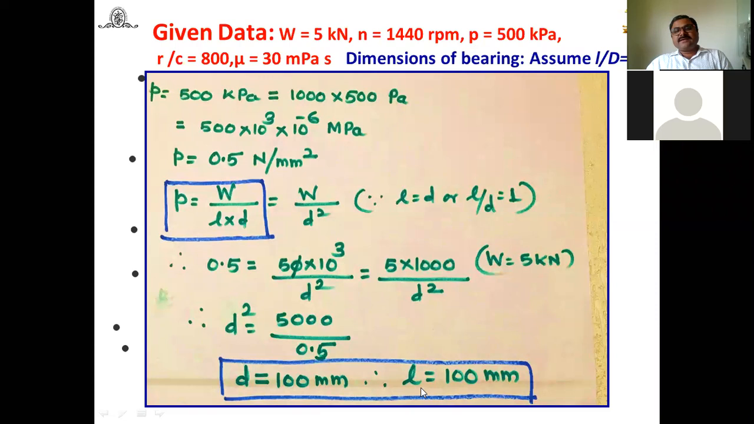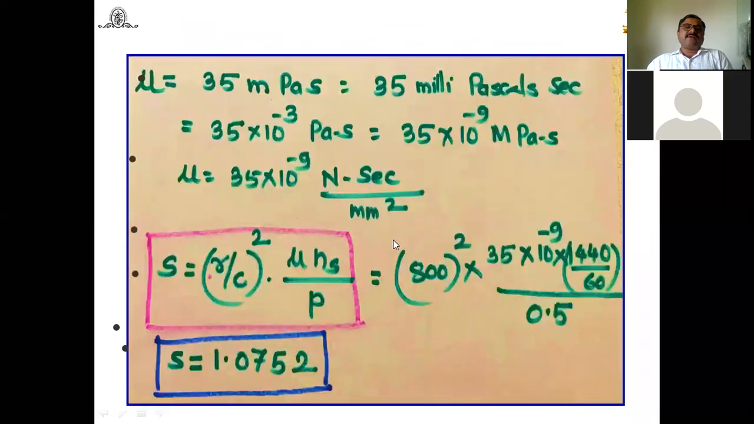Now let us see here. The L is equal to 100 mm and diameter is also 100 mm. Now next point, so what we have to do? Again here the viscosity which is given is 35 millipascal second. Convert it into pascal second; milli, that's why multiplied by 10 raised to minus 3. Again here the mega, so into 10 raised to minus 6 and minus 3, minus 9 megapascal second. So you will get here 35 into 10 raised to minus 9 Newton second per mm square.